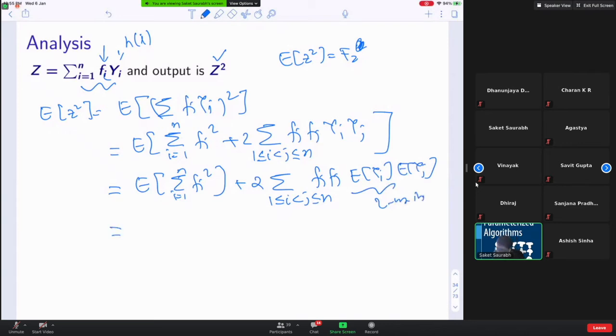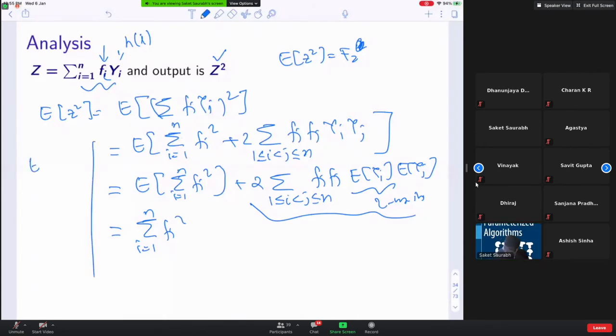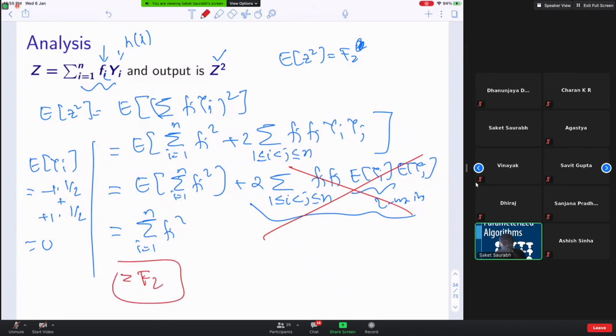Now, what is the expectation of this? It is basically summation i equal to 1 to n of Fi squared. But what happens to the other term? What is the expectation of Yi? 0, exactly. This is because Yi is -1 with probability half and +1 with probability half, so the expectation is 0. Will this cross term survive? No, this is gone. So what are we getting? F2. So we do have an unbiased estimator, by the way.